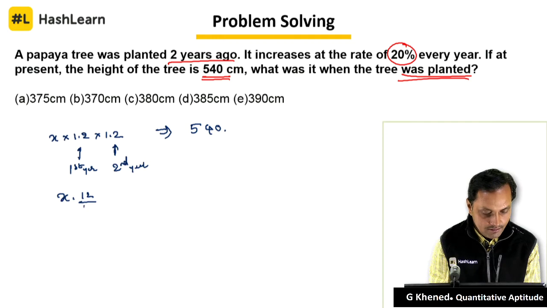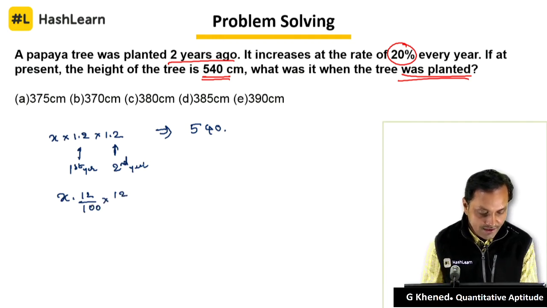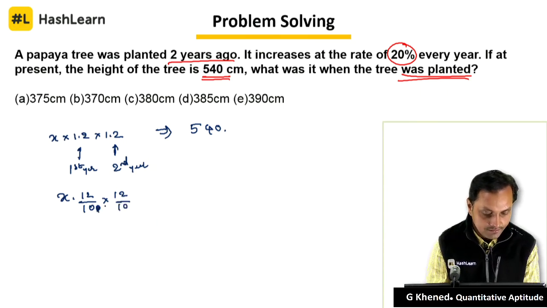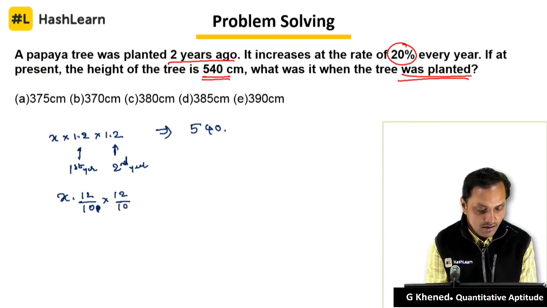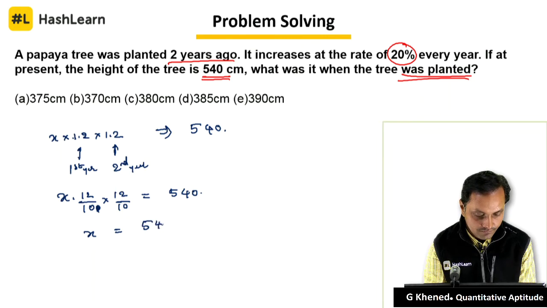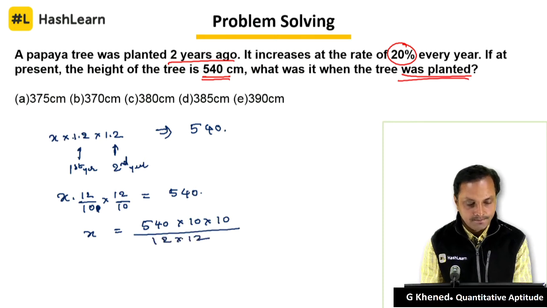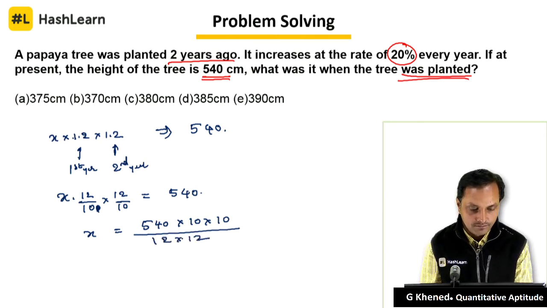This is 12 by 100 into 12 by 10. It's 12 by 10. If you skip the decimal, 1.2 will become 12 by 10. 12 by 10 should be equal to 540. So what will be your X? Into 12. So what does that give you?